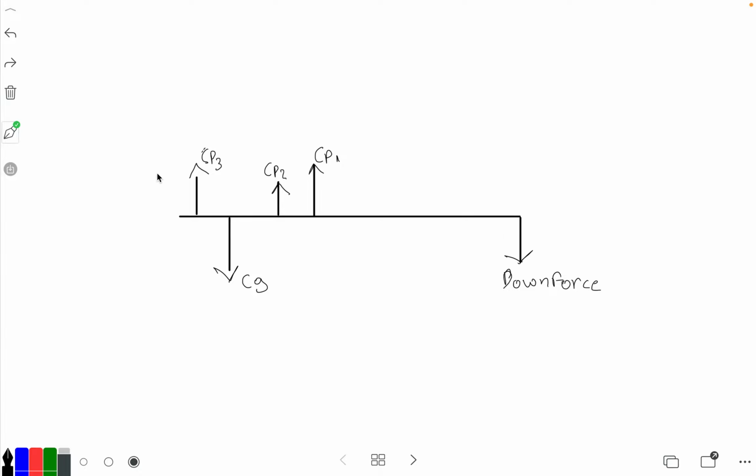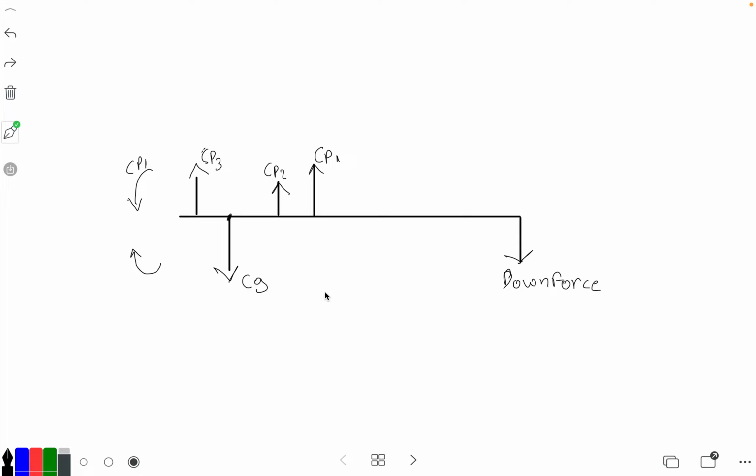Center of pressure gives a pitching moment like this, but it is counteracted by the downforce, which gives a pitching moment like this and rotates around the center of gravity of the aircraft.